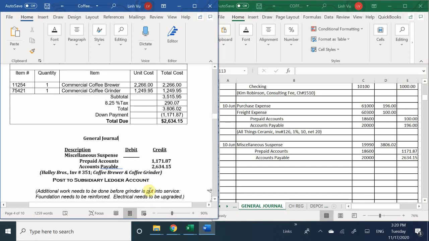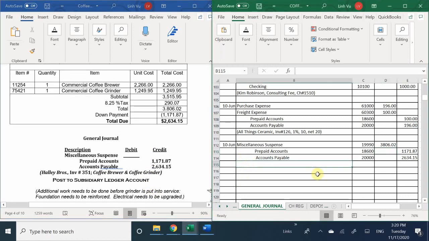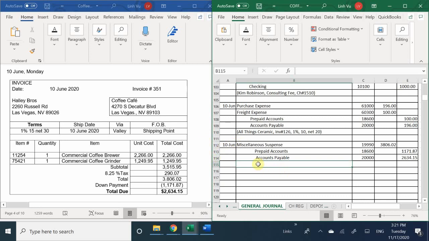So now that I have my journal together, I'm going to also indicate my last little description here because I received the bill. I know what is going to happen. So what is the description I'm going to place here? So who, yeah. Haley Bros with the invoice number and that we received the brewer and the grinder. Yes, good. So here, Haley Bros. Invoice number. What's the invoice number? 351. And what are my terms for this coffee brewer and coffee grinder? 1% 15, net 30.